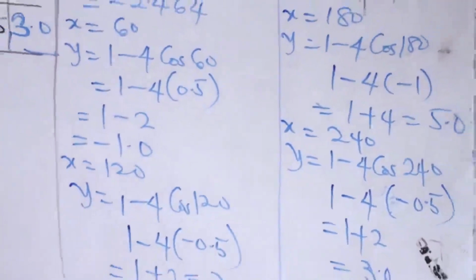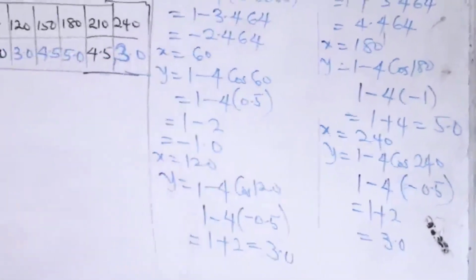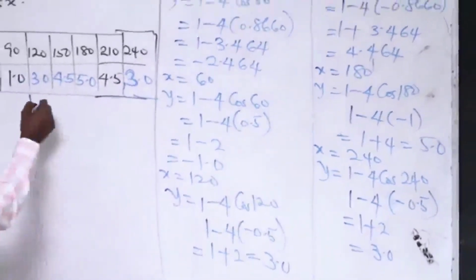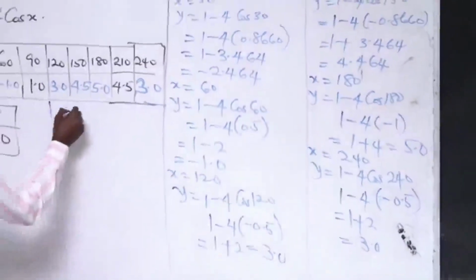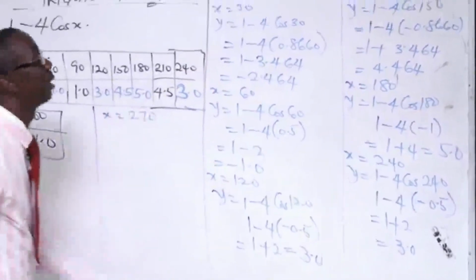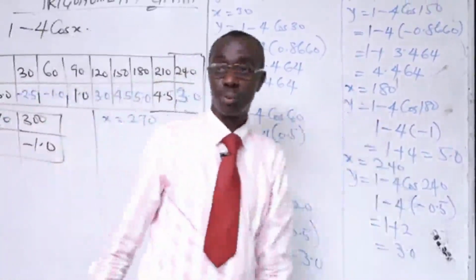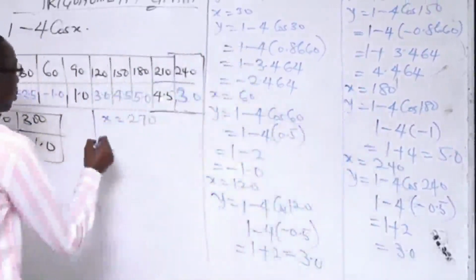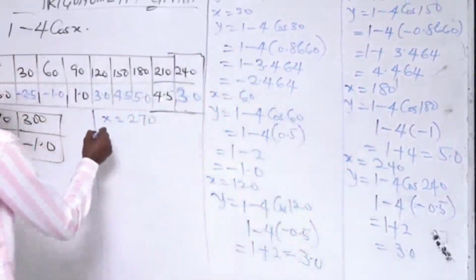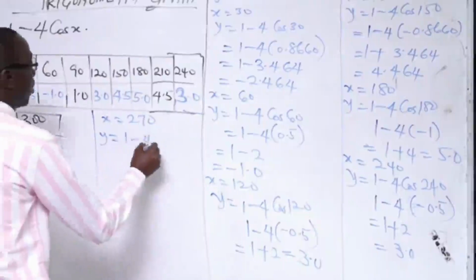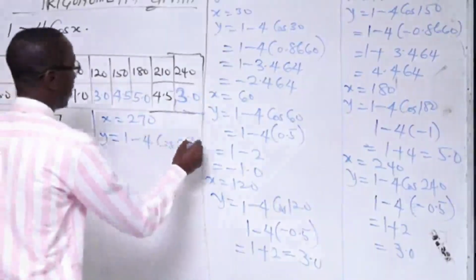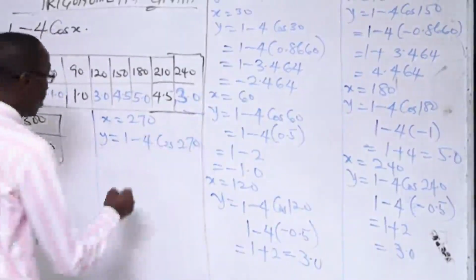And the last one is what? 270. x is equal to 270. If 180 gave us minus 1, 270 will be 0. So y is equal to 1 minus 4 cos 270. Cos 270 is 0. Confirmed? Yes, sir.